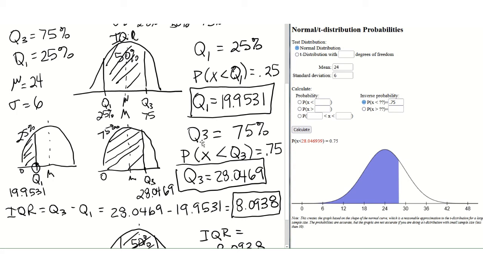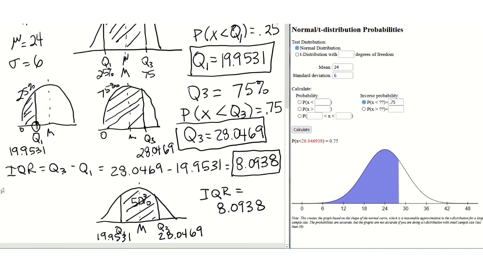Then you're going to solve for your third quartile, which is at 75%. So once again, you're going to plug in 0.75 and get the value for your Q3. Then you're going to take the difference, and that's going to give you your interquartile range. That tells you that there is a range of 8.0838 between your first quartile and your third quartile.